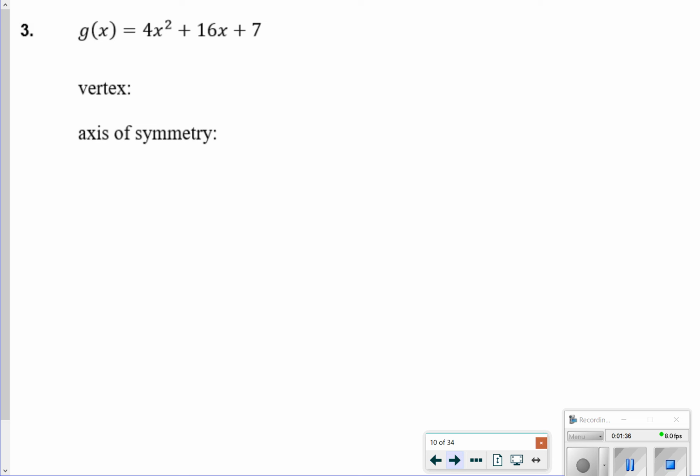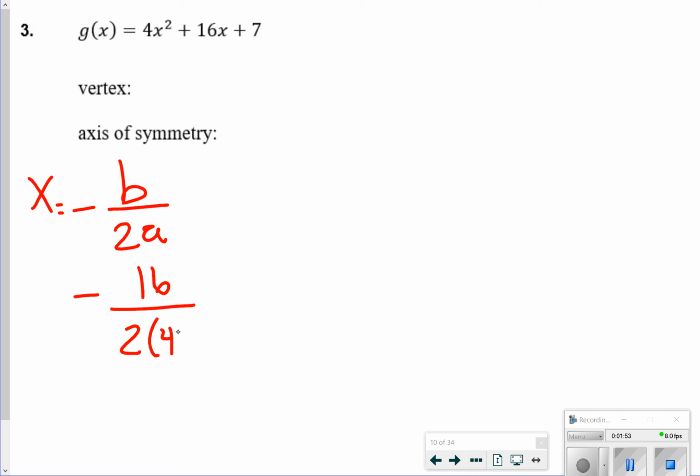For number 3, this one is in standard form. So again, I can choose to use -b over 2a to find my x value and then plug in for my y. -b is 16, and 2 times a, that'd be 2 times 4. That's going to be -16 over 8, which is equal to -2. So x is equal to -2.